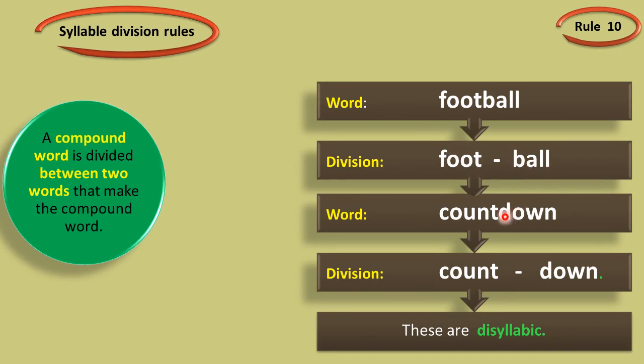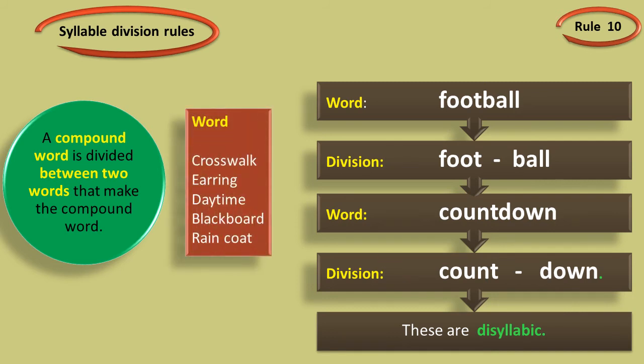Let us see one more example. Countdown. It is also a compound word made up of two root words. One is count and another is down. So this word is divided into two syllables, but where is the division? The division is exactly between the two root words. Count is a root word and down is a root word. Anyway, these two are disyllabic words. And please have a look at some more example words: crosswalk, earring, daytime, blackboard, and raincoat.